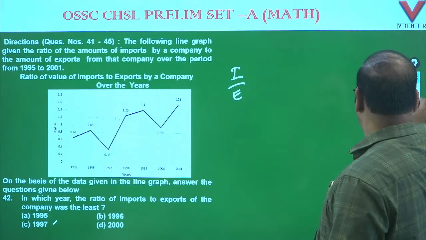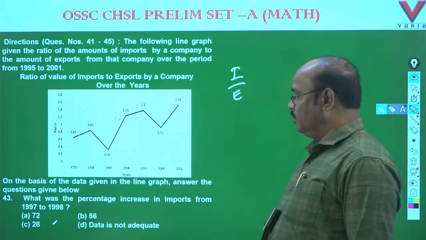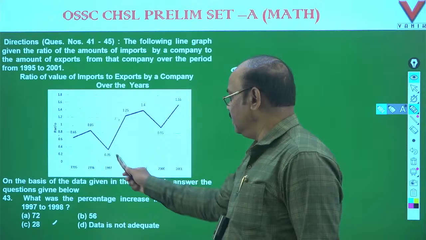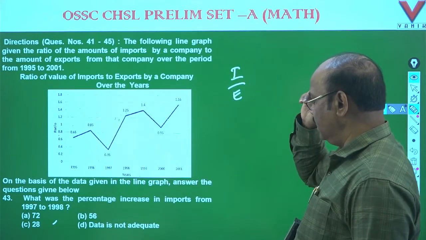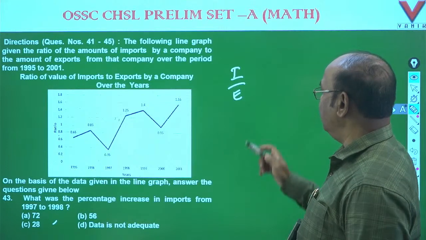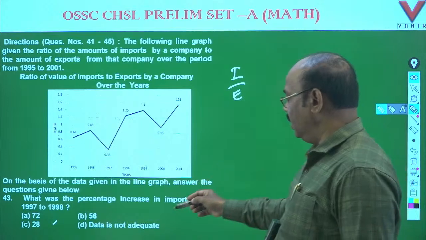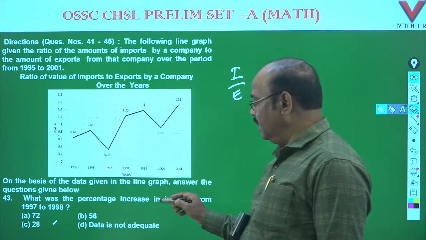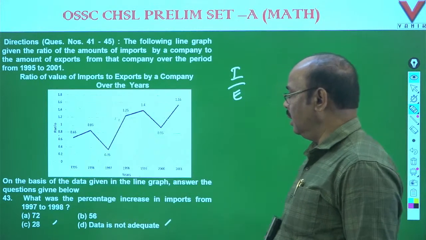Next question, 43: what is the percentage increase in imports from 97 to 98? The 97 ratio is 0.35, but the percentage increase in imports cannot be found, because the ratio of import to export is given, so from this ratio we cannot find the increase or decrease in imports. The option is D, data inadequate.